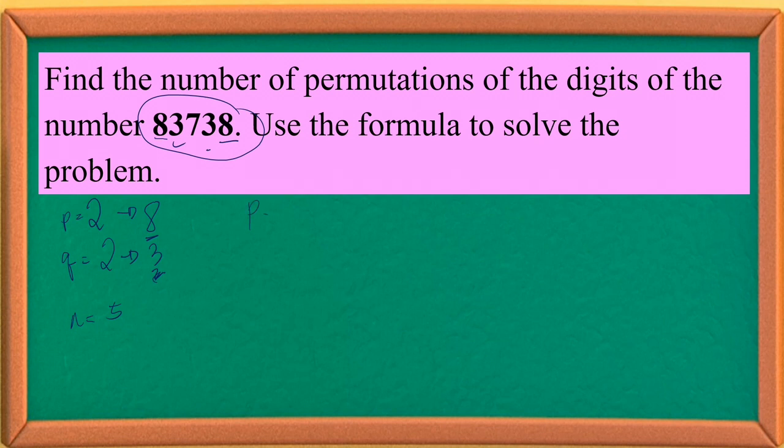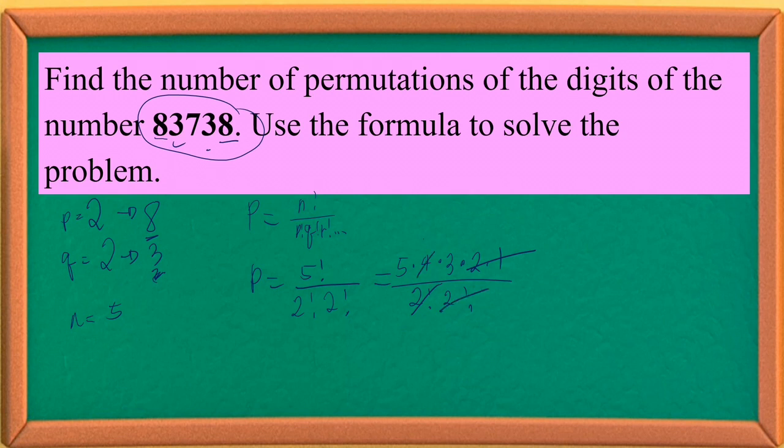So by substitution, P is equal to N factorial by the formula, N factorial over P factorial, Q factorial, R factorial, and so on and so forth. N is 5, so this will become 5 factorial. The digit that is being repeated is 8, twice siya na ulit, so 2 factorial. The 3, twice siya na ulit, so 2 factorial. So this is equal to 5 factorial, which is 5 times 4 times 3 times 2 times 1, over 2 factorial times 2 factorial. 2 factorial is 2 times 1, which is just equal to 2.